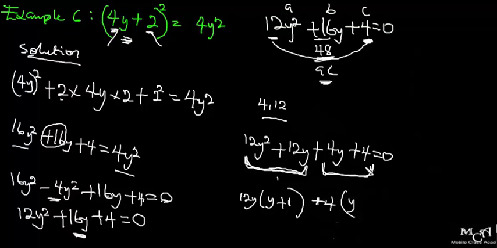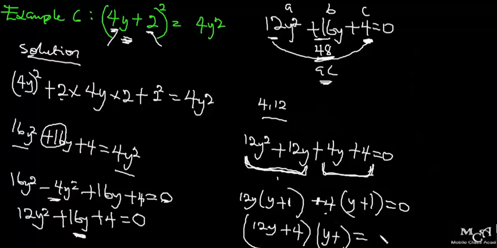Divide here by 4, I'm going to get y plus 1 equals 0, right? Now we have 12y outside, we have plus 4 outside the brackets. What are we going to do from here? We are going to group. Bring them together: 12y plus 4 in one group. We have y plus 1 here, so we just pick one.